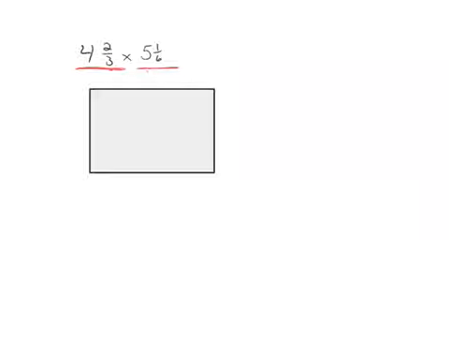To use the area model, we're going to take 4 2/3 and divide up our box. The top part is 4 and the bottom part is 2/3. Then along the top I'm going to write 5 1/6, and again divide my box up into the whole number part and the fraction part. Now all I'm going to do is put the areas inside each of the boxes.